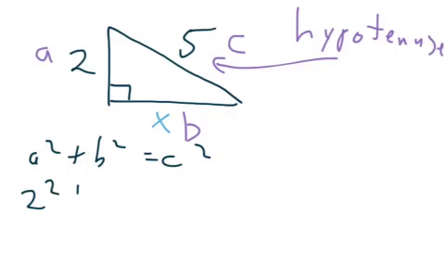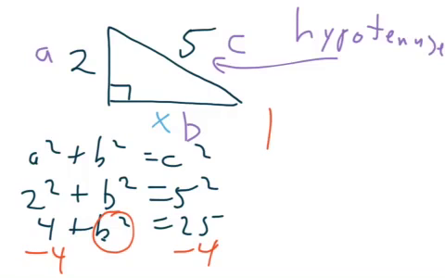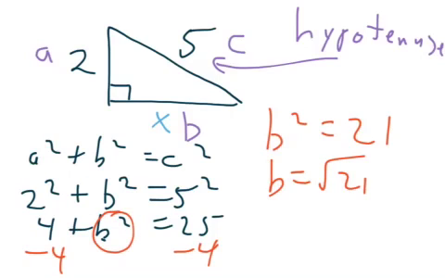Alright, so knowing that, well, if A squared plus B squared equals C squared, then we have 2 squared plus B squared equals 5 squared. That's 4 plus B squared equals 25. Solving for b squared, I'm going to do a minus 4 both sides. And b squared would therefore equal 21. So b is the square root of 21.